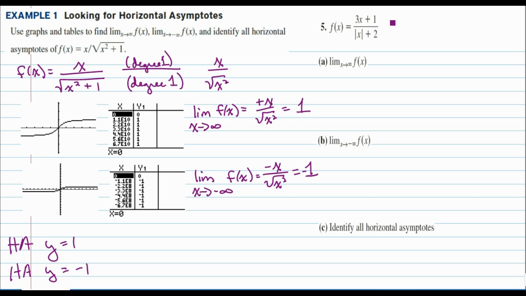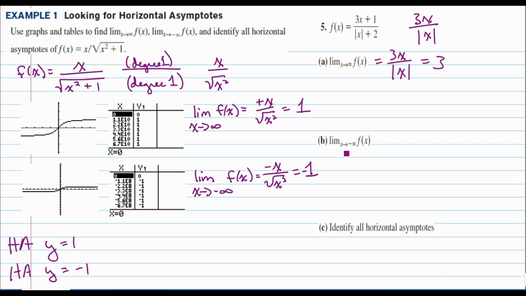So let's do number 5 without graphing whatsoever. The limit as x approaches positive infinity of f of x. Okay, so in the numerator I have degree 1 and the denominator I have degree 1, so I'm trying to simplify 3x over the absolute value of x. So if I think about what happens as x approaches positive infinity, that's going to be a positive 3x in the numerator, because I'm plugging in positive numbers, and a positive absolute value of x in the denominator, so the x's would simplify and I would get positive 3.